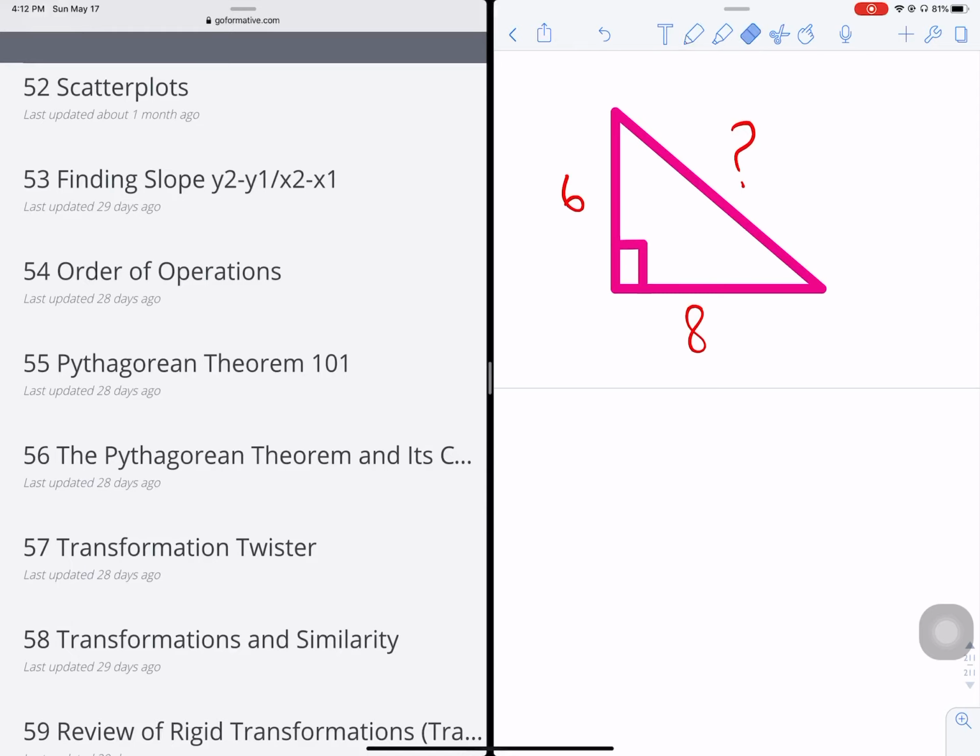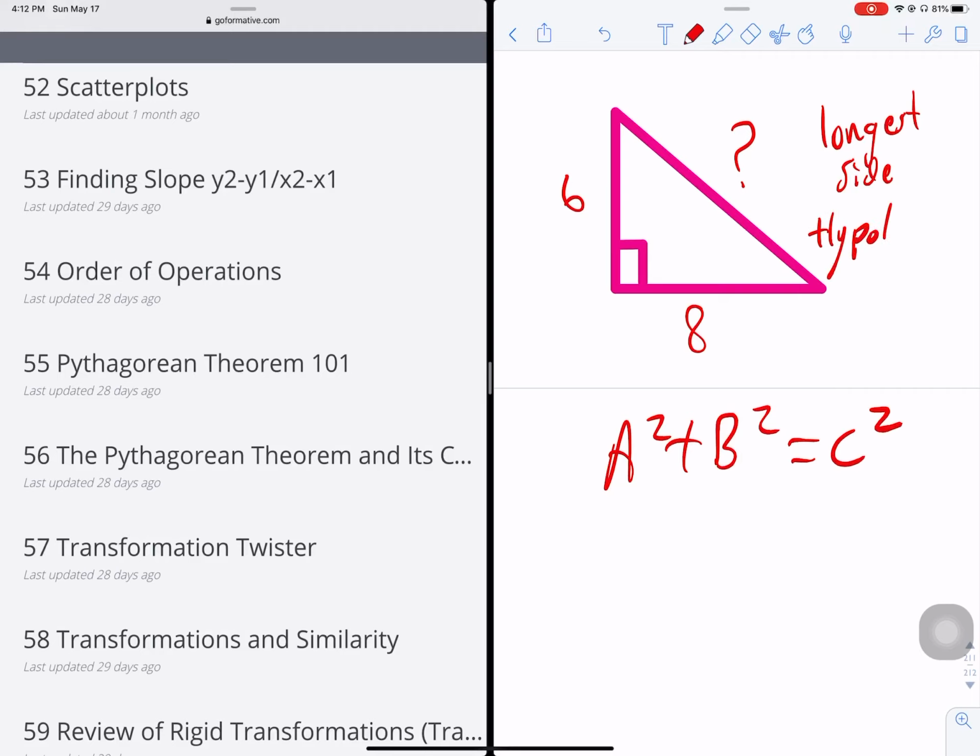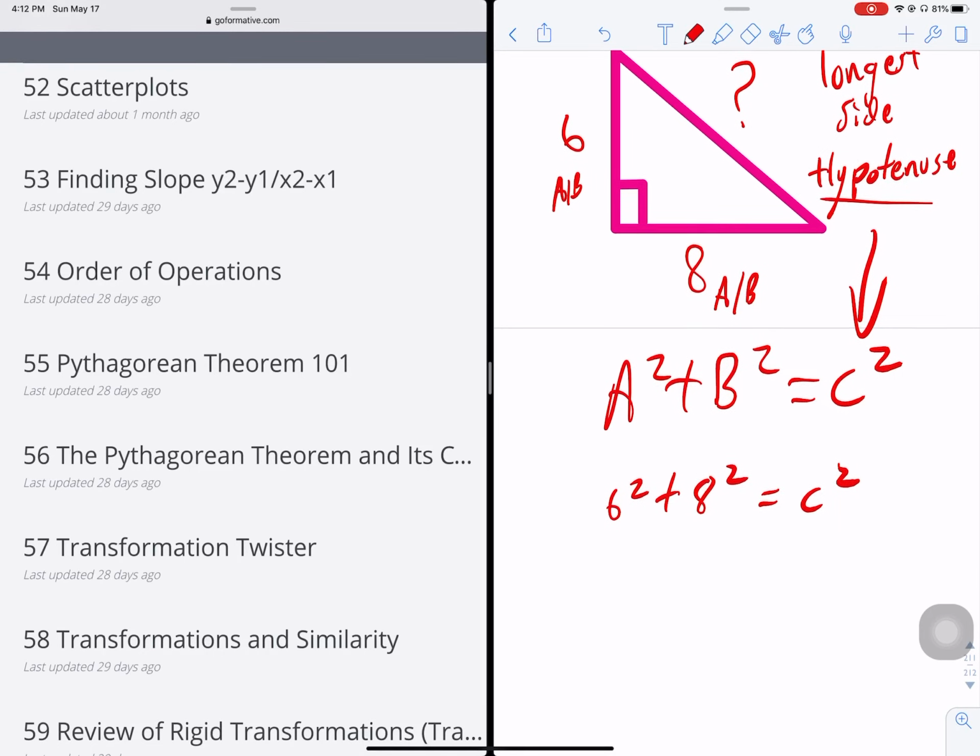Remember, we're using a squared plus b squared equals c squared. That's the formula. The longest side has a name called the hypotenuse, and that is what C is always. A and B can be interchangeable. These are A or B, okay? So let's go 6 squared plus 8 squared equals C squared. And now I'm just solving.